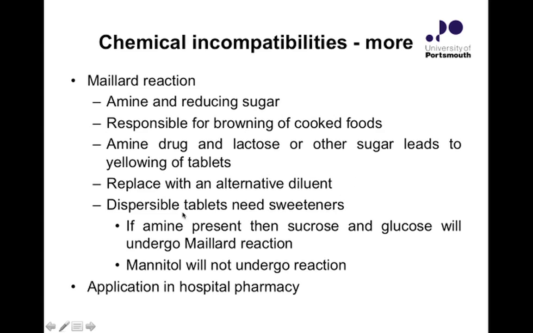Dispersible tablets often need sweeteners, and if an amine is present, then sucrose and glucose will undergo a Maillard reaction with these amines, whereas mannitol, for instance, will not undergo the reaction. So you have some options to get around that chemistry.